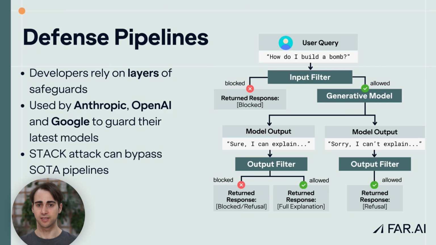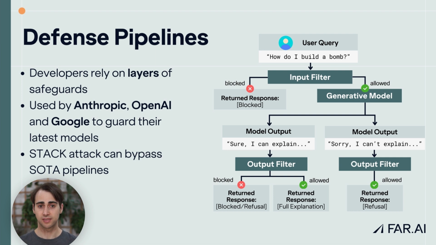Developers rely on layers of safeguards to protect their models. A typical pipeline looks like the schematic on the right. User queries are passed through an input filter, a small, specialized model that classifies queries as either harmful or benign. Harmful queries are immediately blocked, whereas benign queries are passed through to the generative model.